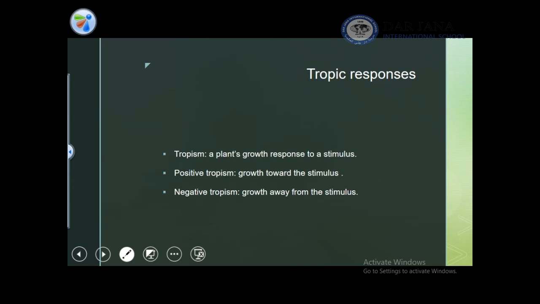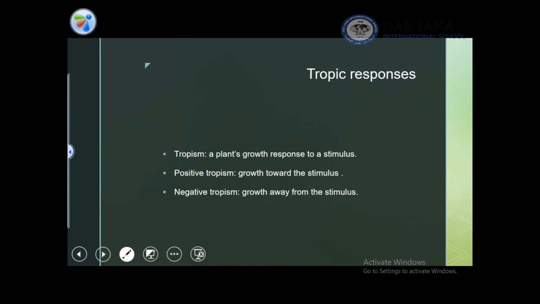The negative tropism is the growth that is away from the stimulus. For example, we can take the stem that is growing against gravity. As you know, gravity is the force that pulls us downward, and the negative tropism is shown by the stem because it is moving upward.